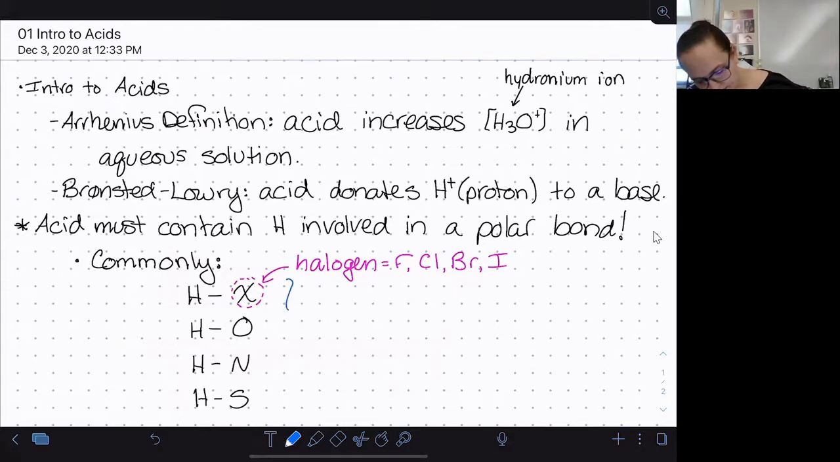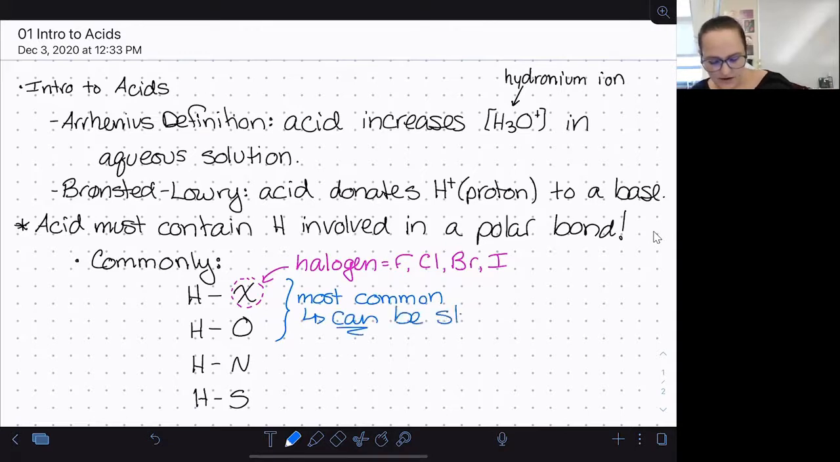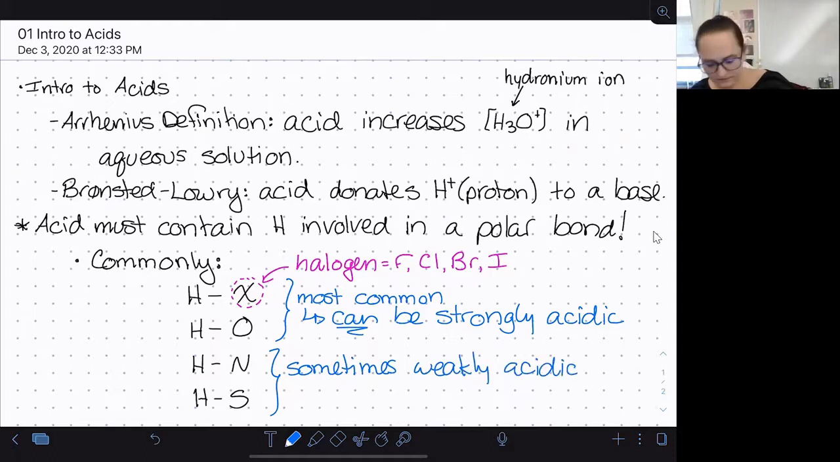But these first two bonds are the only ones that are polar enough for our acid to be strong. So these are the most common ones that you'll see, and these are the ones that can be strongly acidic. They're not always strongly acidic, but they can be. These other ones you'll see as sometimes weakly acidic.